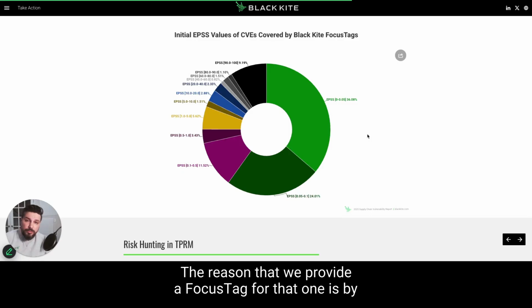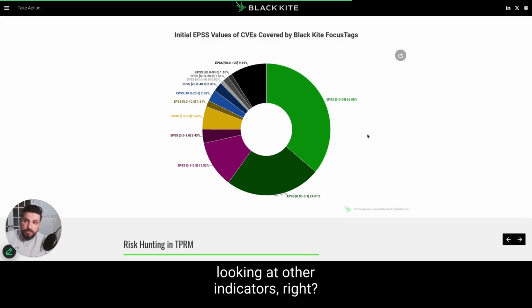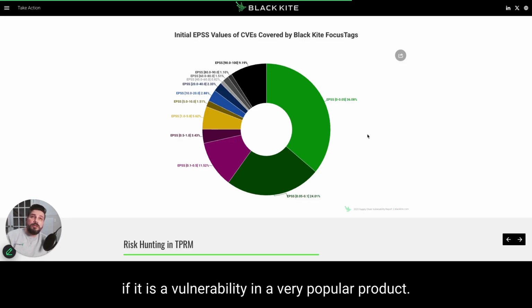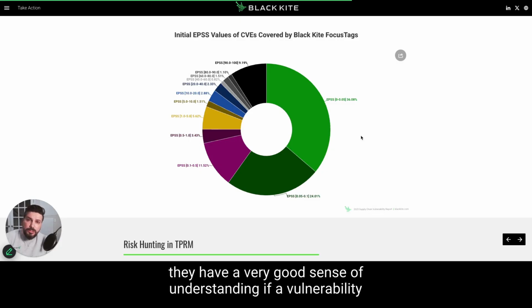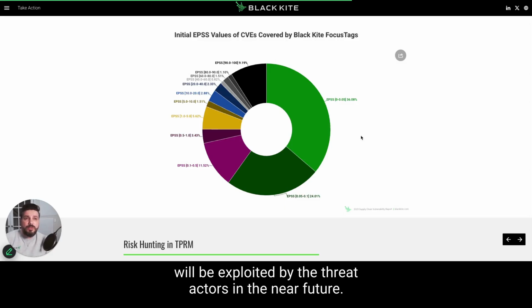The reason that we provide a focus tag for that vulnerability is by looking at the other indicators, right? If there's an exploit POC in the wild, if it is a remote code execution vulnerability or not, if it is a vulnerability in a very popular product. So all these things come into the picture. Our vulnerability researchers have a very good sense of understanding if a vulnerability will be exploited by the threat actors in the near future.